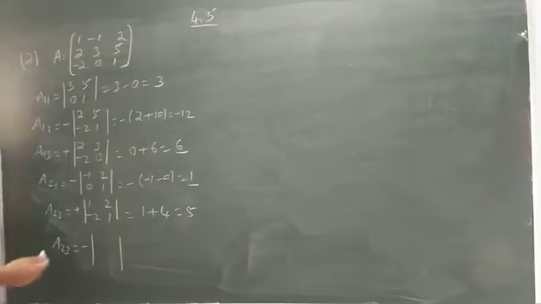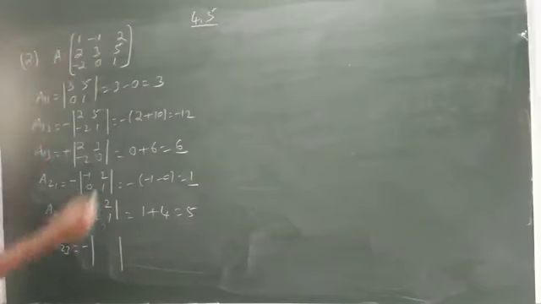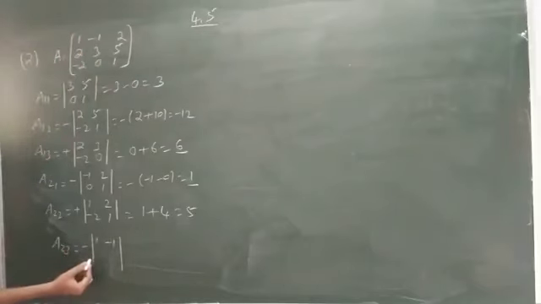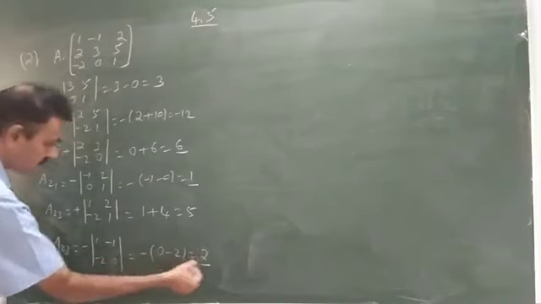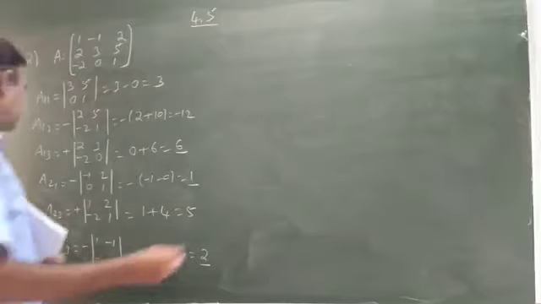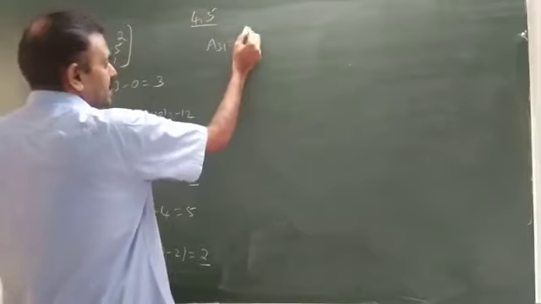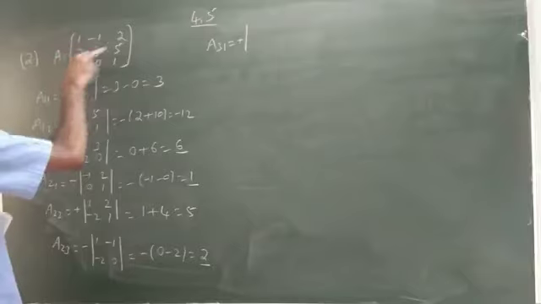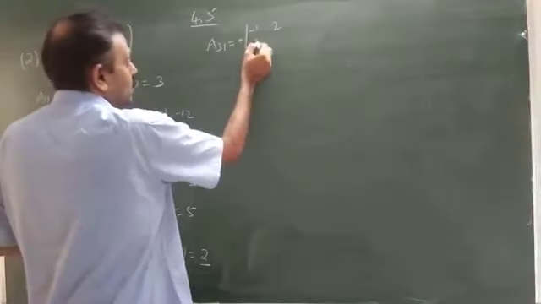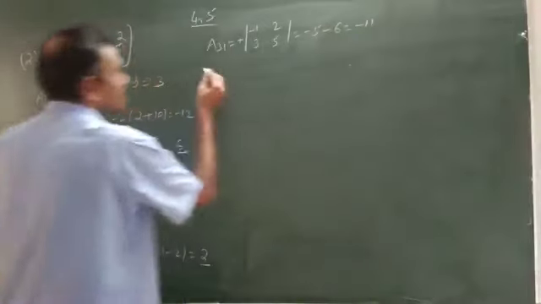I take A23, sign is negative. If you know the rule of signs, 2 plus 3, 5, sum is odd. So cofactor of 5, leave that row and column, 1 minus 1, minus 2, 0. We will be getting 0 minus 2, which is equal to plus 2. Now, I take up A31. A31, the sign is plus, the cofactor of minus 2, leave that row and column, minus 1, 2, 3, 5, which is minus 5, minus 6, minus 11.